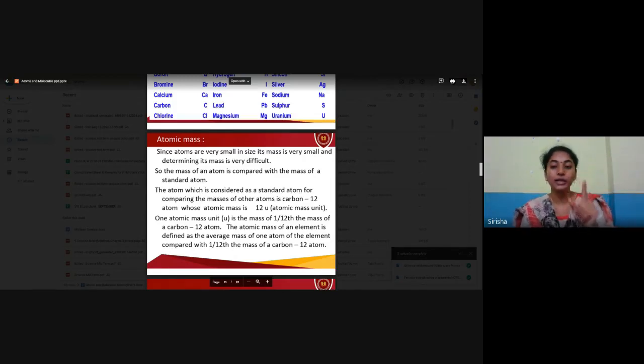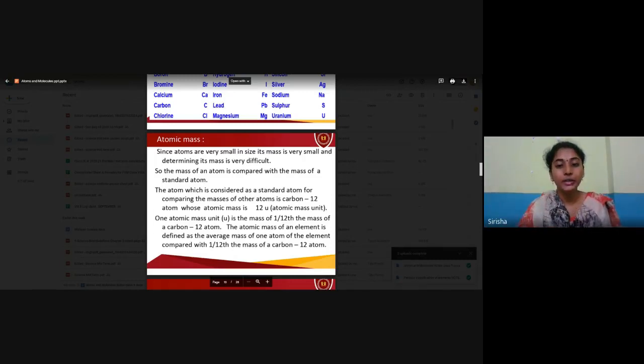So one atomic mass unit is the mass of 1/12th the mass of a carbon 12 atom. Did you understand? One atomic mass unit, what is meant by AMU, is the mass of 1/12th of the particular standard atom. What is the standard atom here? It is the carbon 12 atom.